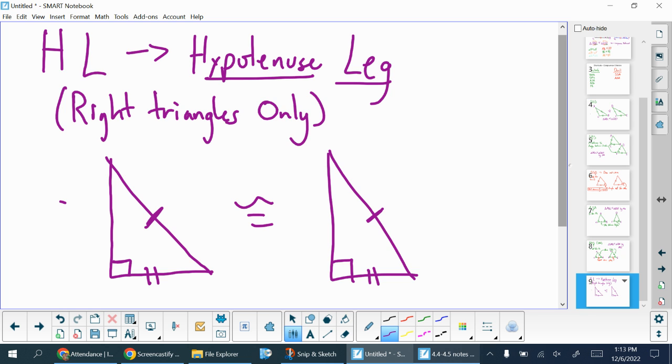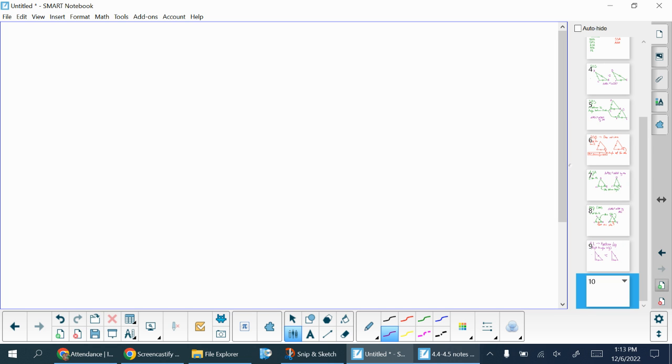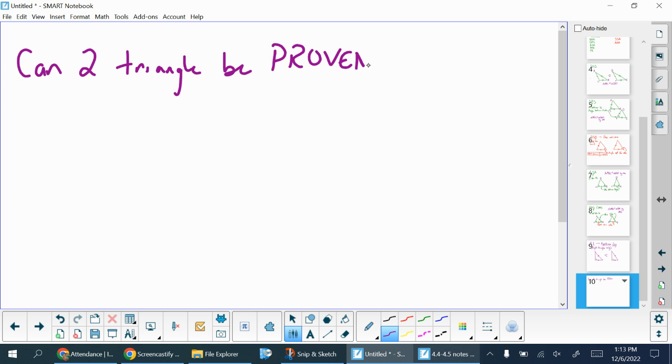So the last thing I want to do is just a quick example of what I would expect here. And so what I'm always going to ask for is basically, can two triangles be proven congruent?